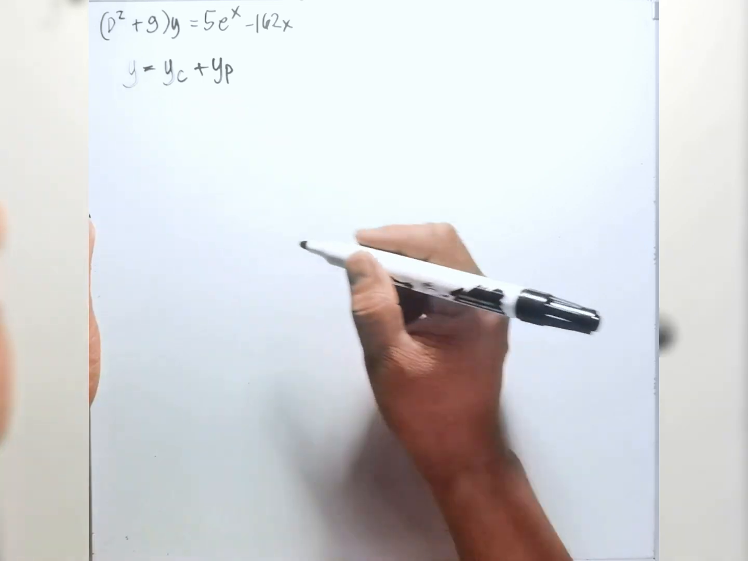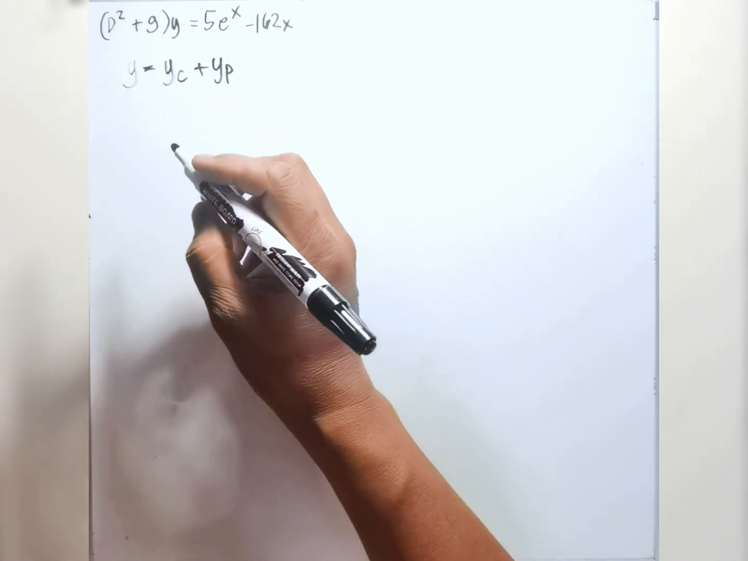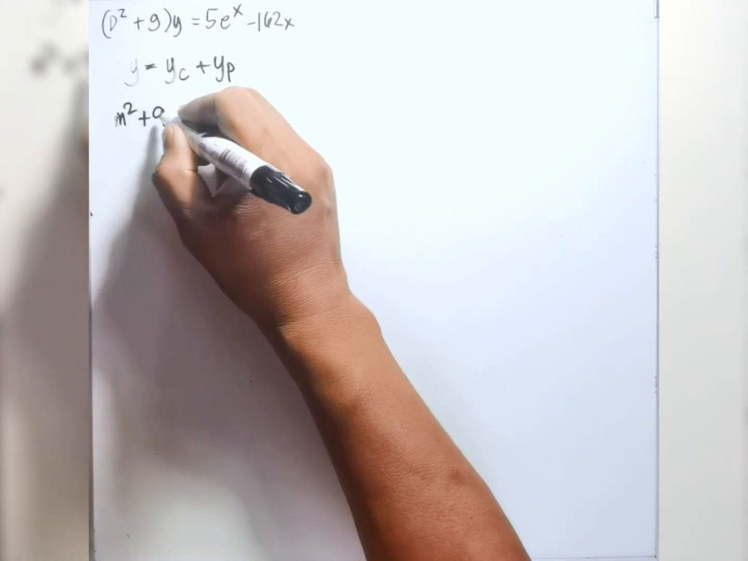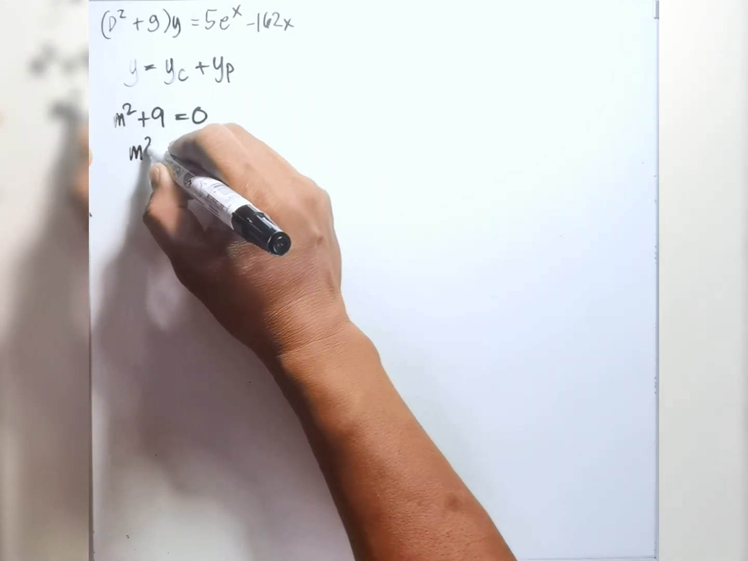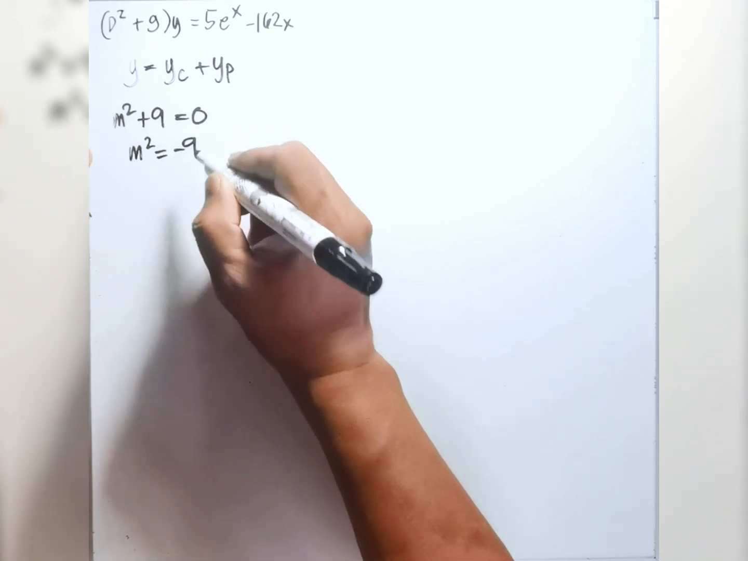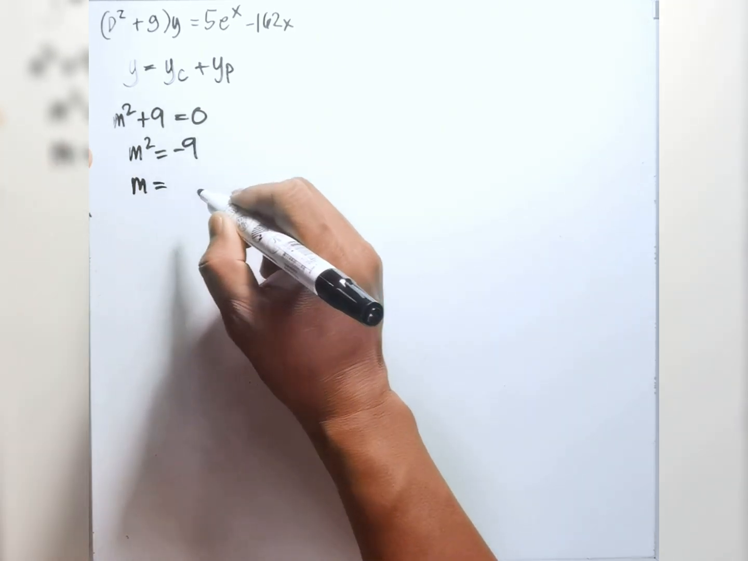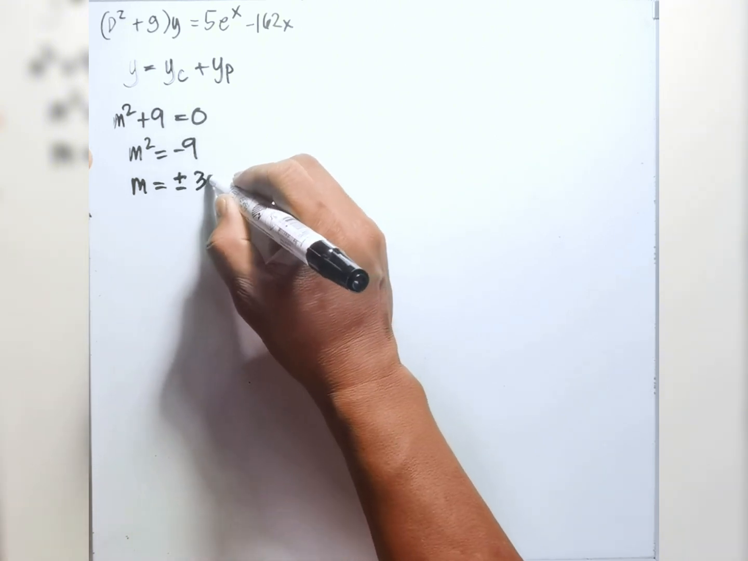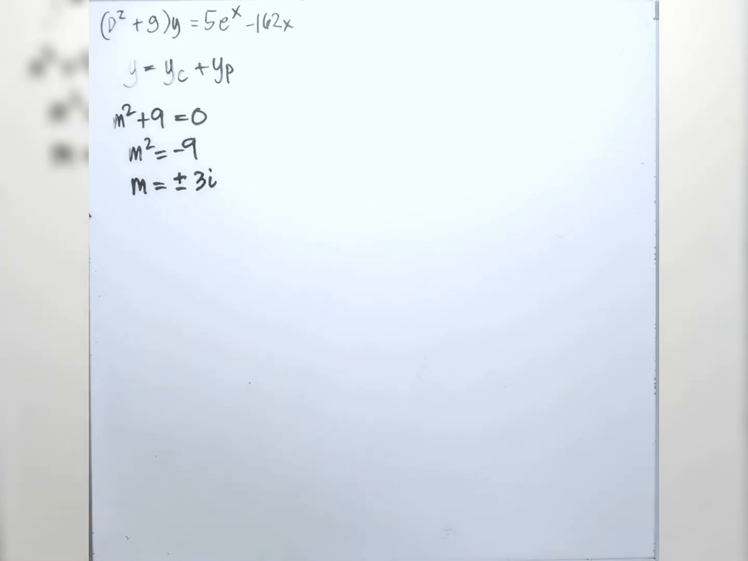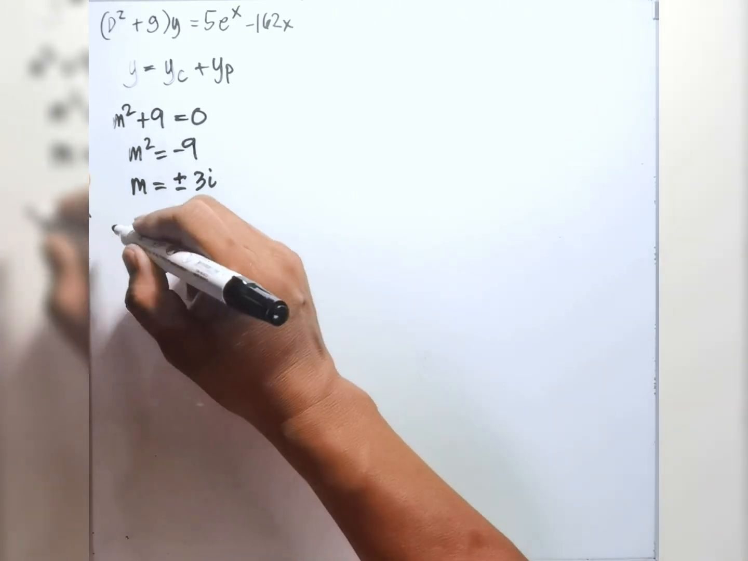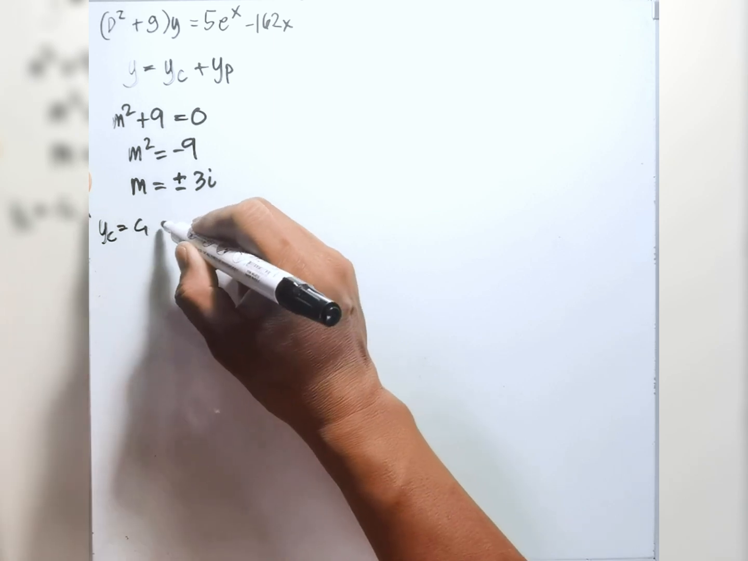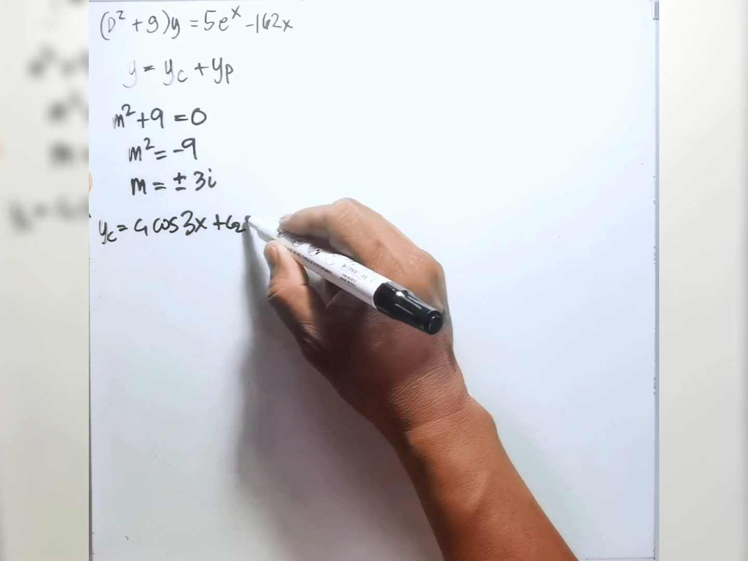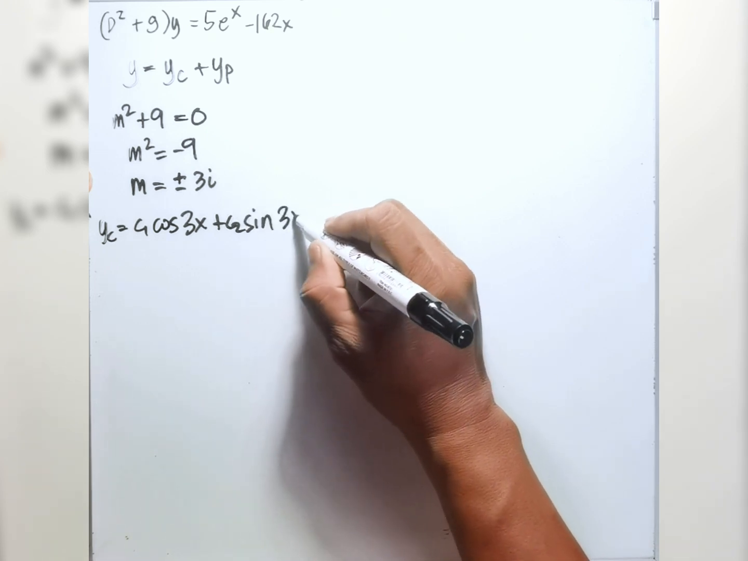For the complementary solution, we solve the homogeneous equation whose auxiliary equation is m squared plus 9 equals 0. So m squared is negative 9, and that gives us m equals plus and minus 3i. So it's an imaginary root. For an imaginary root, the solution is c1 cosine of 3x plus c2 sine of 3x.